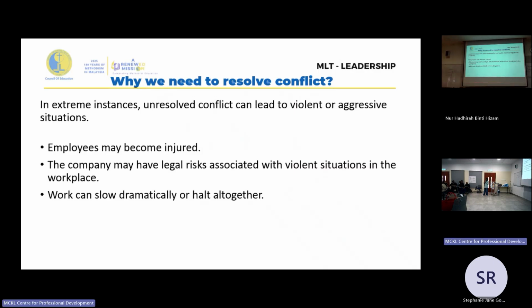It can happen. So when there's a heated argument due to conflict, we are emotion-driven. Sometimes we never realize what we are doing and what we are saying. So unfortunately, we utter something that we're not supposed to say. So that can be held against you. Okay. And it will slow down everything. And sometimes it can stop your work.